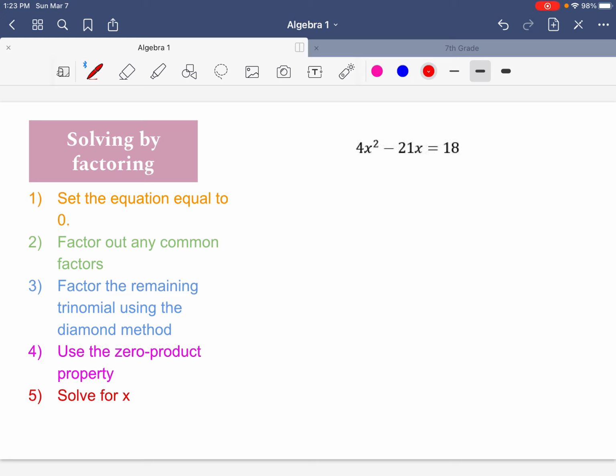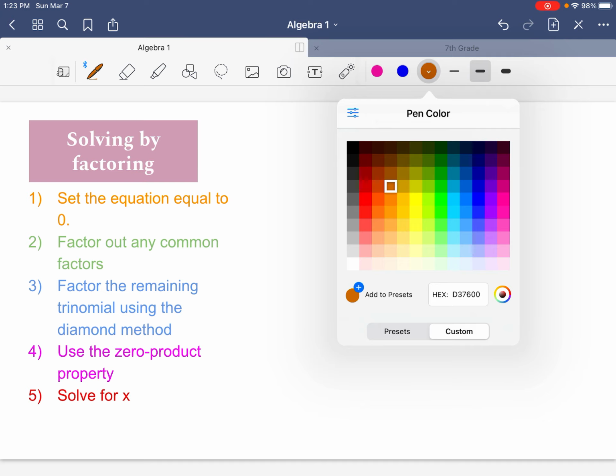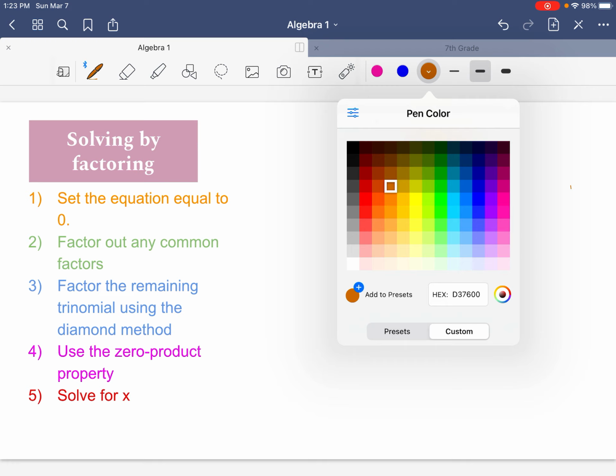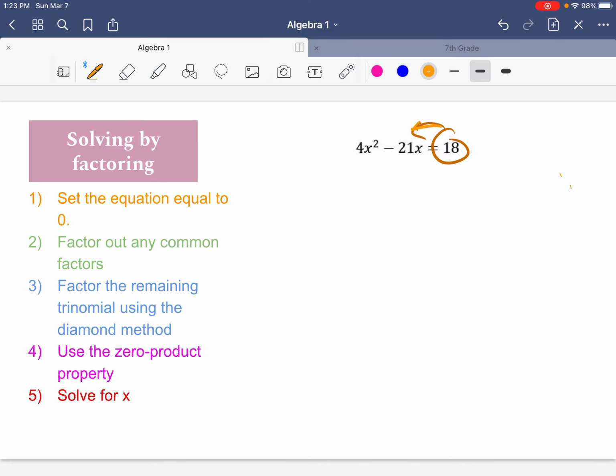Same process. So as you're doing this, what similarities does it have to the first problem, second problem? Anyway, step 1 says set the equation equal to 0. So I need to move this 18 over to the other side. I don't like that orange. That's very burnt orangey. And by doing that, I'm just going to subtract 18 from both sides.